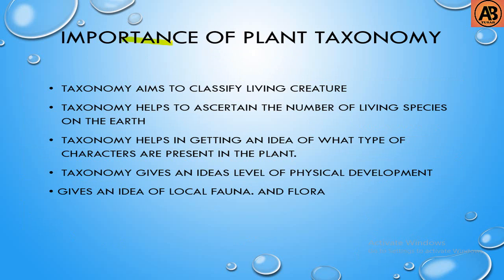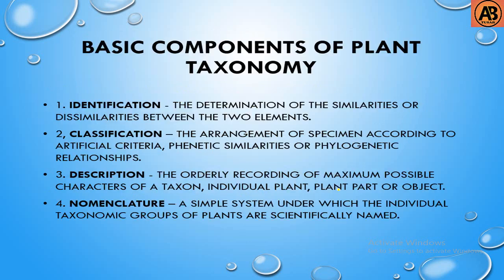Then importance of plant taxonomy. Taxonomy aims to classify living creatures. Taxonomy helps to ascertain the number of living species on the earth. Taxonomy helps in getting an idea of what type of characters are present in the plant. Taxonomy gives an idea of the level of physical development, and gives an idea of local fauna and flora.